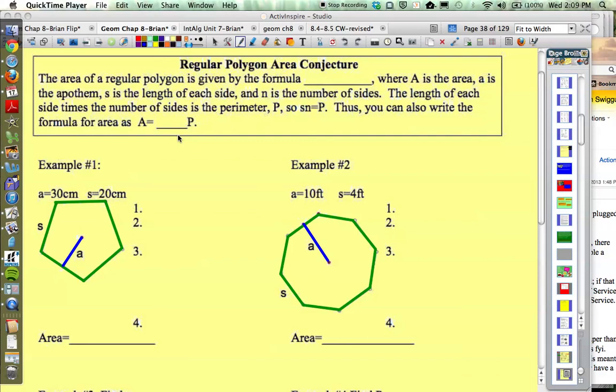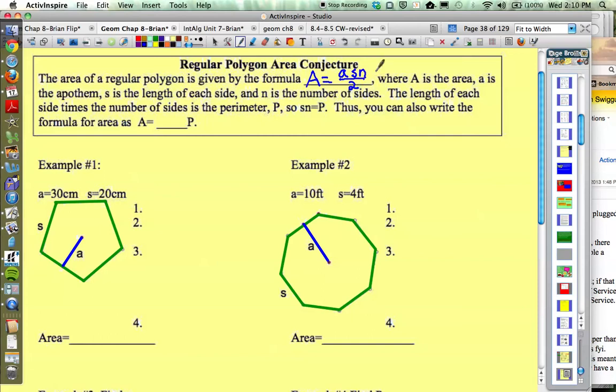All right, so we're going to do some applications, or actually just practice problems, related to finding the area of a regular polygon. Up at the top of the page, you see the conjecture for regular polygon areas. The area of a regular polygon is given by the formula we just talked about in our last video: A = a times s times n divided by 2, where capital A is the area, lowercase a is the apothem, s is the side length, and n is the number of sides.